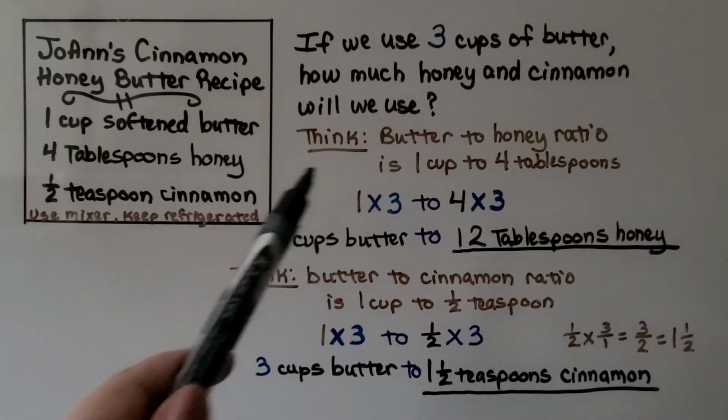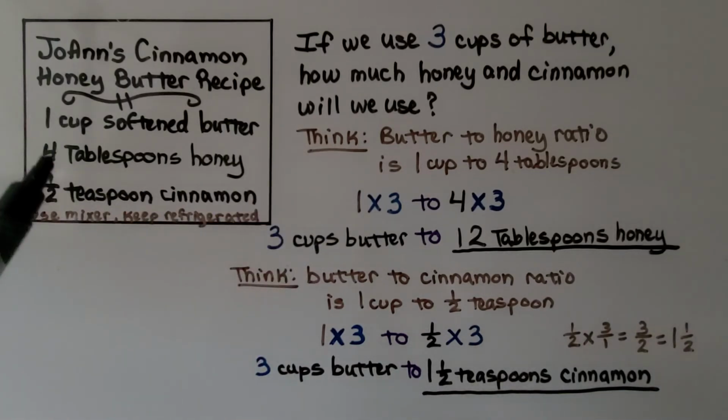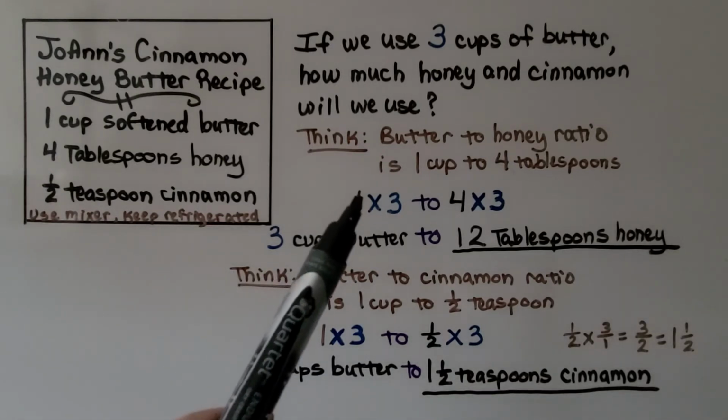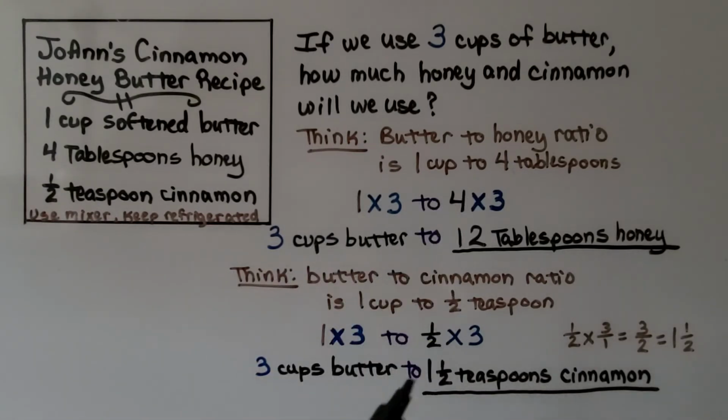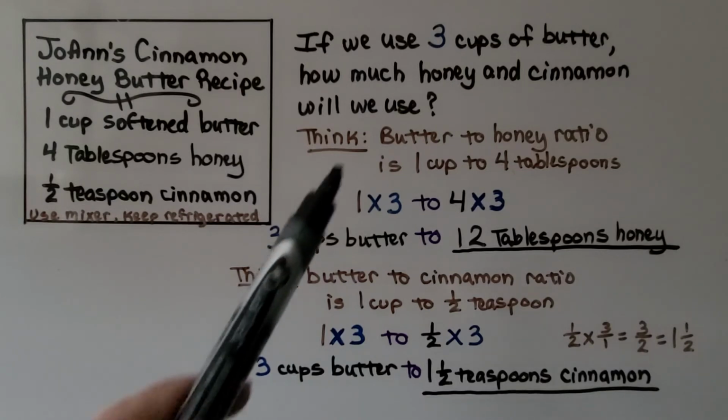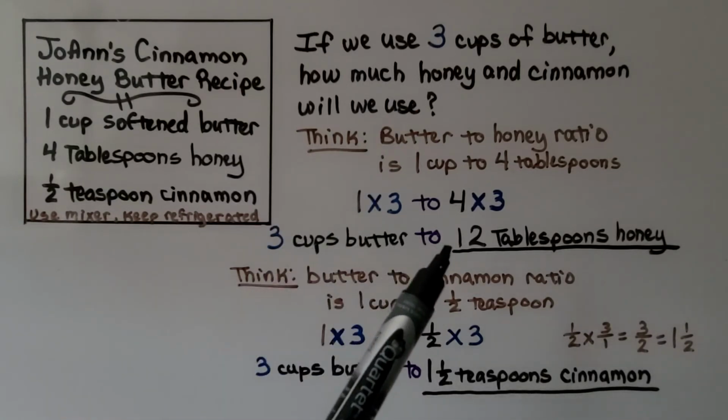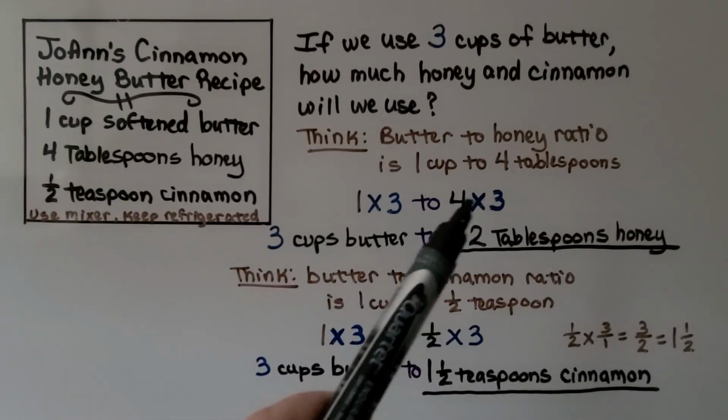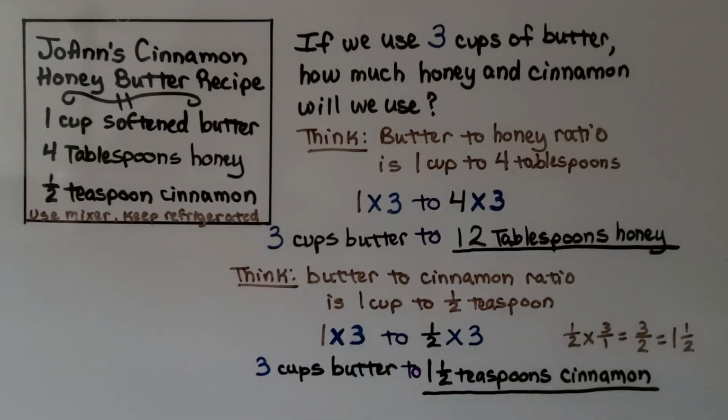When we think, the butter to honey ratio is 1 cup to 4 tablespoons. The ratio is 1 to 4. If we have 3 cups of butter, then we'll have to do 4 times 3 tablespoons. That would be 12 tablespoons of honey.